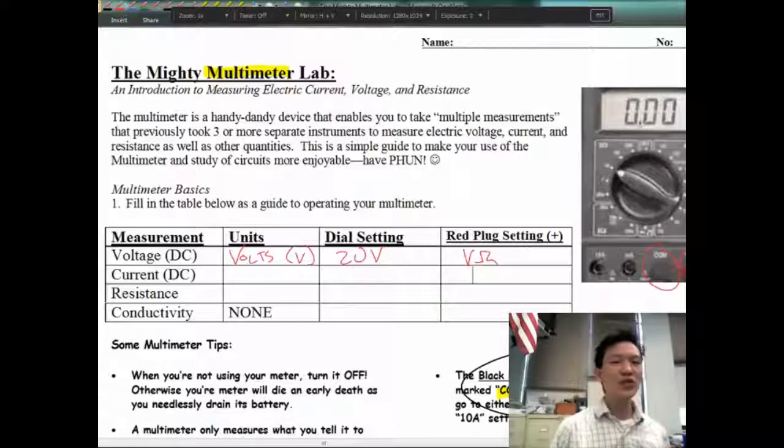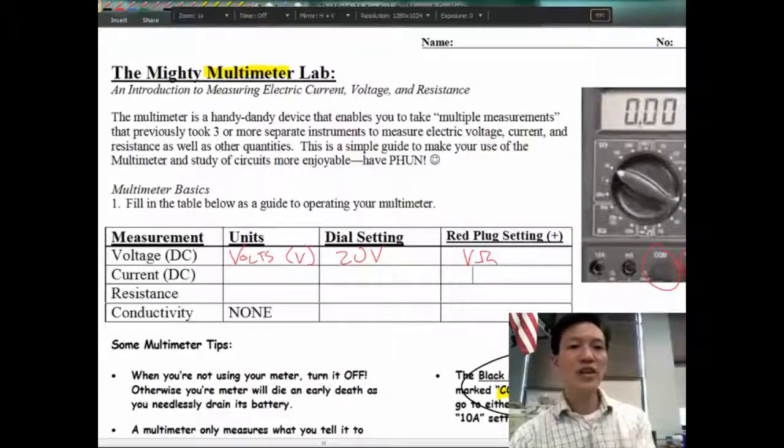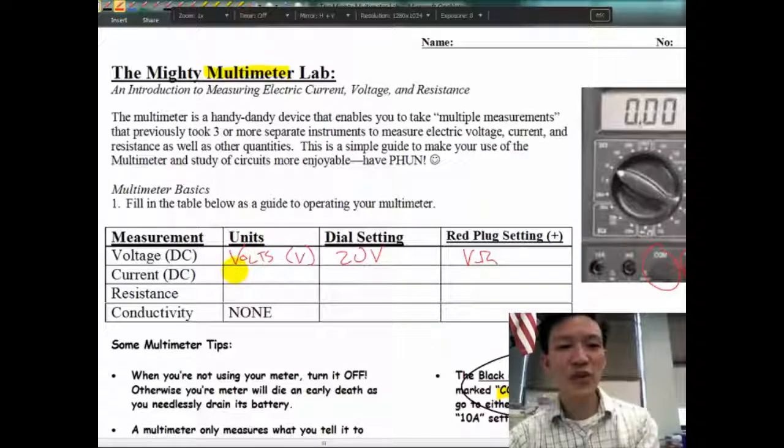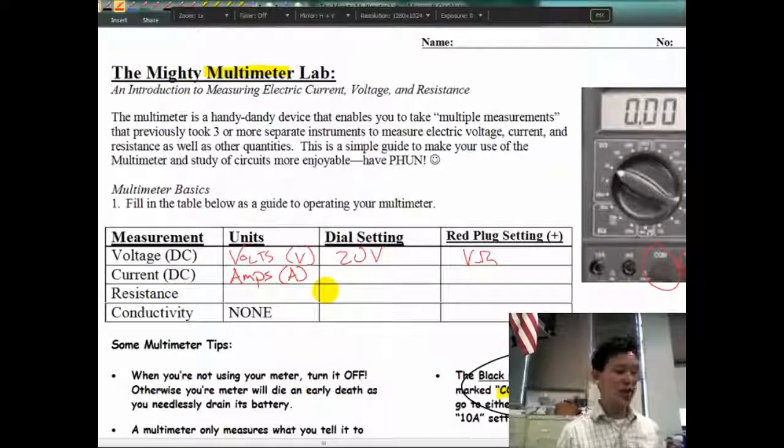So besides voltage, we can also read what? We can read current. Current is measured in what? Anybody know? It's measured in amperes, or amps for short, which is just a capital letter A. Now, where are we going to turn our dial? That's the tricky part. And where are we going to move our red plug?